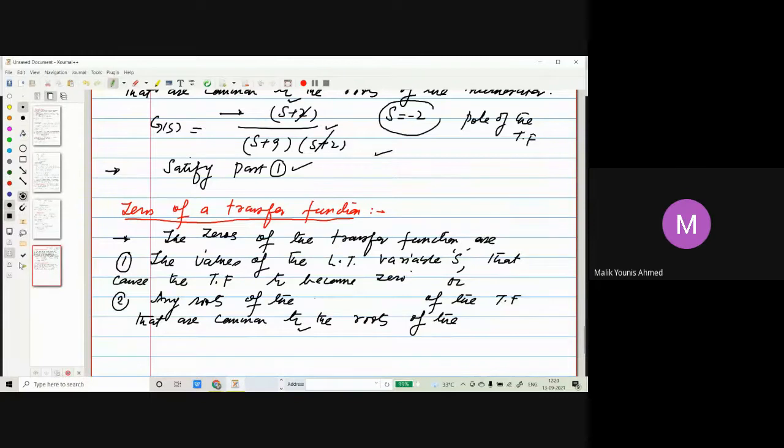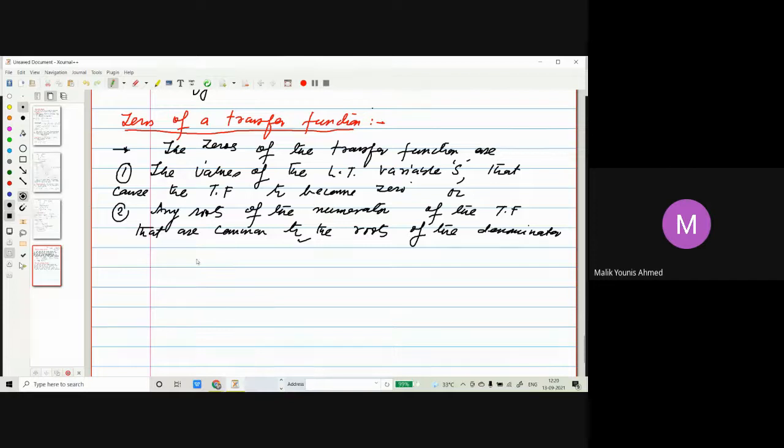So here it is. Any roots of the numerator of the transfer function that are common to the roots of the denominator. Same thing holds good here. So here I will take the same example. If I have (s plus 8) divided by (s plus 9) as a transfer function, G of s. Now, if I take s equal to minus 8, the transfer function G of s will become 0. So the first definition is the values of the Laplace transform variable s that cause the transfer function to become 0.